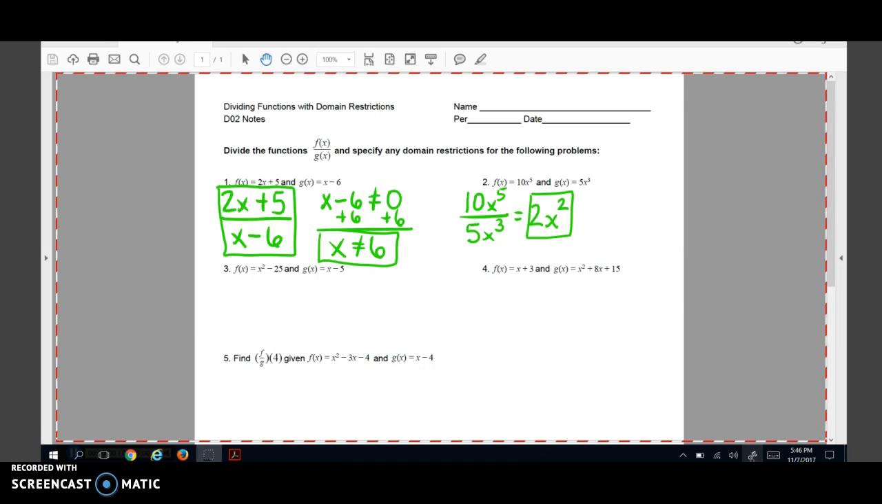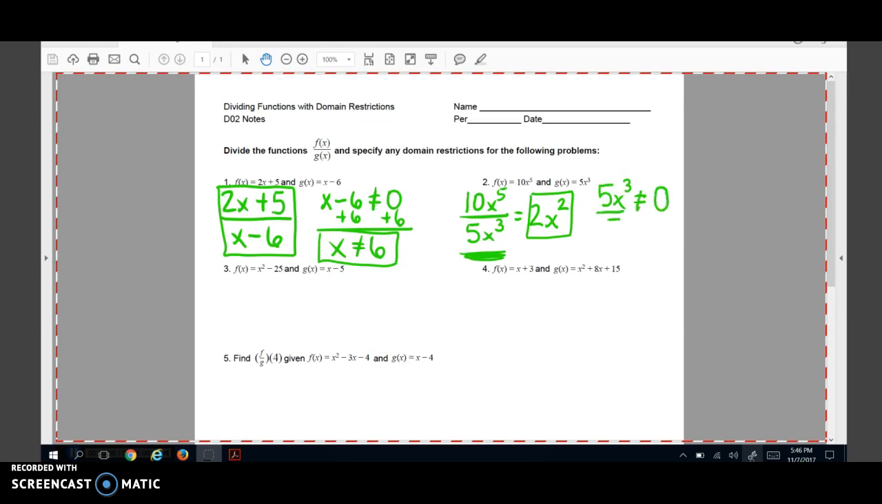But again, we need to make sure that we look for domain restrictions. Now, if you look at your final answer, there's no square root, there's no denominator, so we don't have any domain restrictions in our final answer. However, we need to look at what we started with. And what we started with was a 5x cubed in the denominator. So again, our denominator, 5x cubed, cannot equal 0.